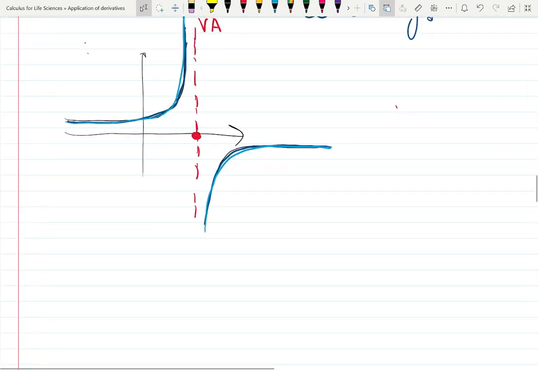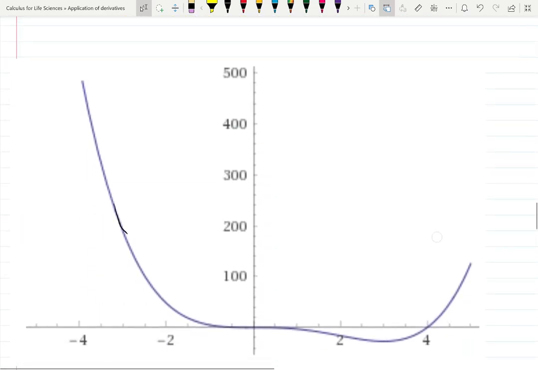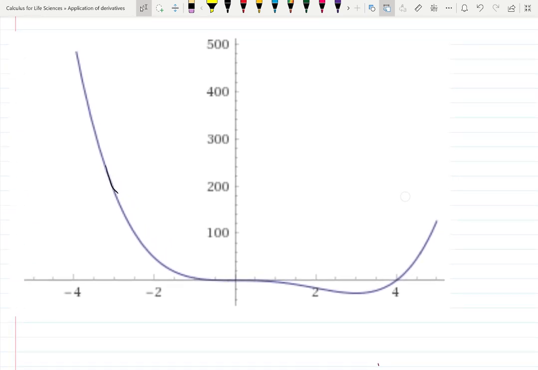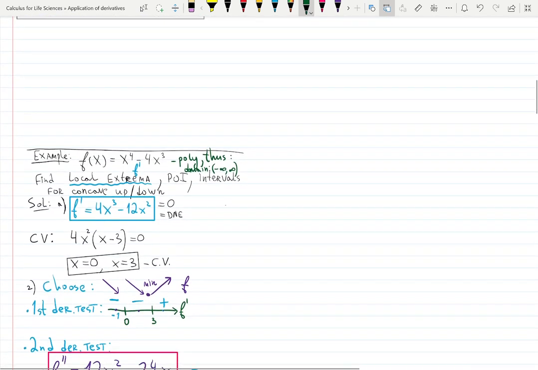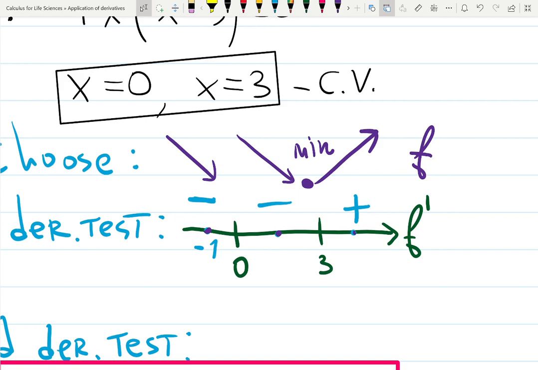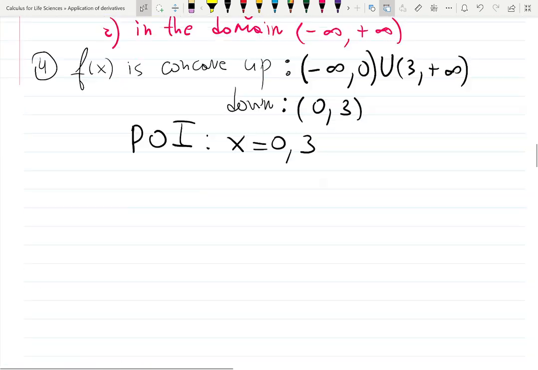I do have a graph. Here it is. I just put it in Wolfram Alpha. Let's check, and that's what you should do: always check if it even makes sense. So, green color, let's see. First of all, increasing, decreasing. The first derivative sign line says it's decreasing at 0, stops for a second, and then it's decreasing to 3, and then it's increasing. Let's see if it makes sense.